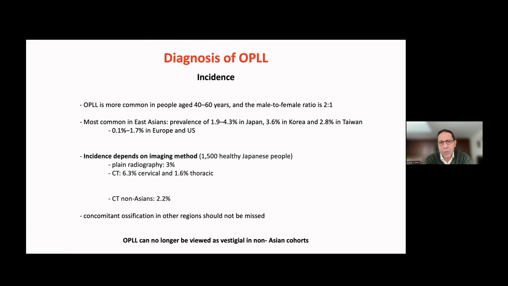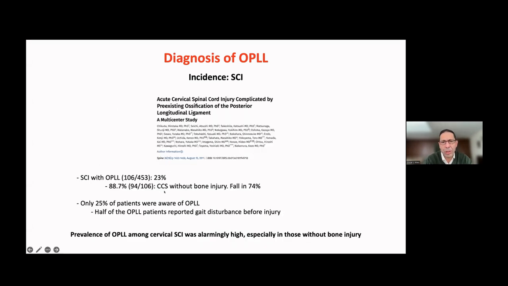You also have to look for ossification in other regions, like the thoracic region. So OPLL can no longer be viewed as a vestigial pathology in non-Asian cohorts. If you have spinal cord injury with OPLL, it's 23% in this paper, but 88% of those patients had no bone injury, and a fall was the most important mechanism. Of those that sustained a spinal cord injury, only 25% were aware of OPLL, and half of them already had gait disturbance before the injury. So the prevalence of OPLL among spinal cord injury is alarmingly high, especially in patients without bone injury.